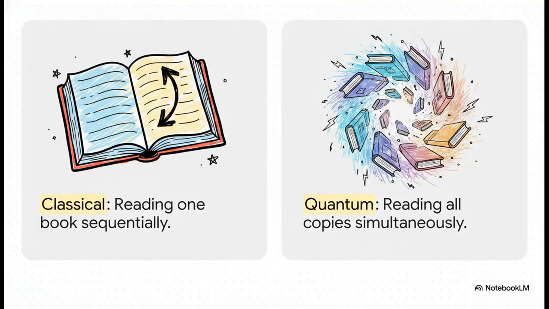Before we learn the new rules of the game, we gotta talk about why our old deterministic bits hit a literal wall. Think of a classical computer like reading a book, right? You read one page at a time, strictly sequentially. It's deterministic. But a quantum computer leverages a property called superposition, which allows it to act like it's reading all possible copies simultaneously. Because of this, simulating even a relatively small quantum system on a classical computer requires exponential power. Classical machines just run out of memory and time. They simply cannot keep up.